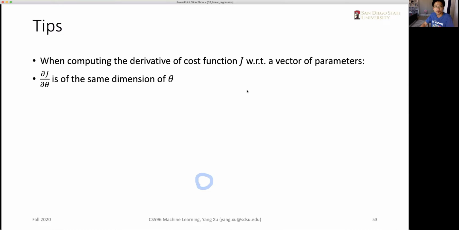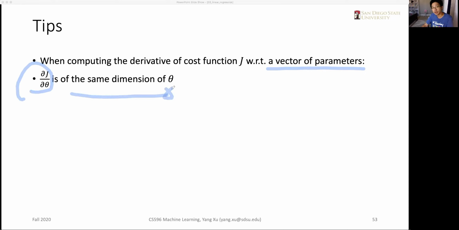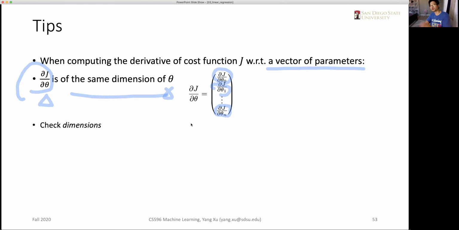There are a few tips that will help you understand the whole process more clearly. First of all, if we want to compute a derivative of a cost function with respect to a vector, instead of just with respect to one number, then this partial derivative has the same dimension as theta. Say, if theta is a 3×1 vector, then the derivative of the cost function with respect to theta is also a 3×1 vector. And each component in that vector is the partial derivative of J with respect to theta 0, theta 1, up to theta n, each component in the vector. So that's one trick that we need to know about.